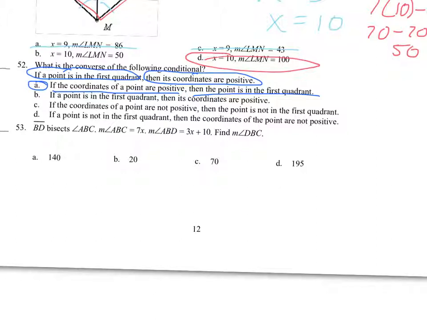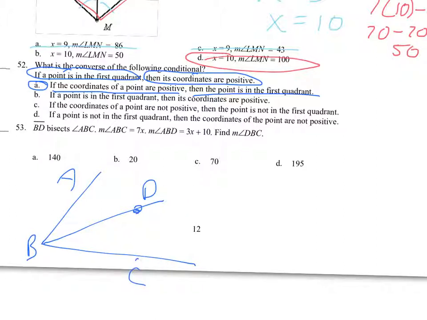Okay, number 53, BD bisects angle ABC. If we wanted to draw a picture of that, we could. That means these two angles are congruent. ABC is 7x, so the whole thing is 7x. And ABD is 3x plus 10. Well, if they're both congruent, then they are both actually 3x plus 10, aren't they?